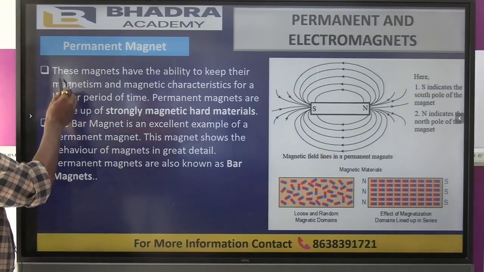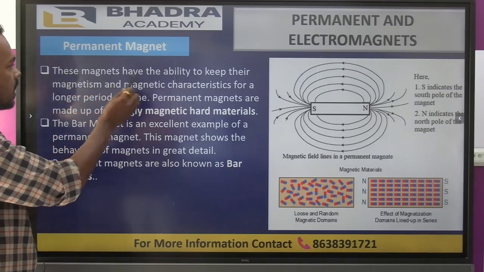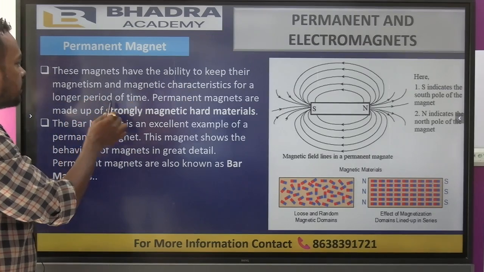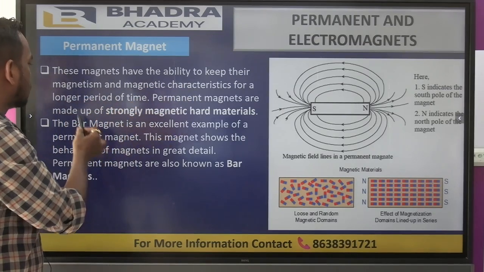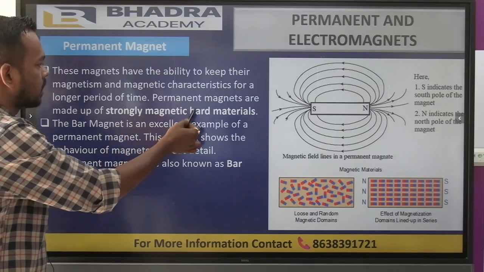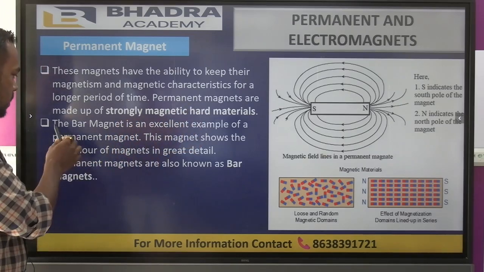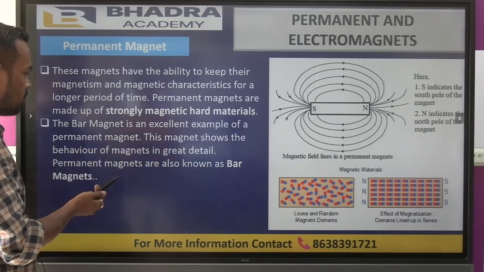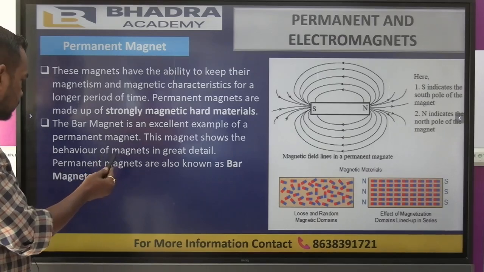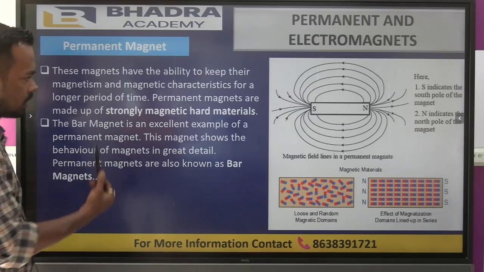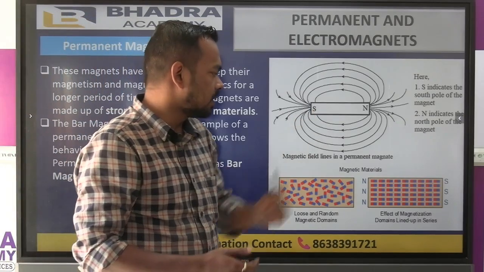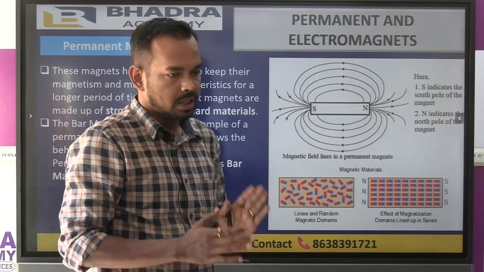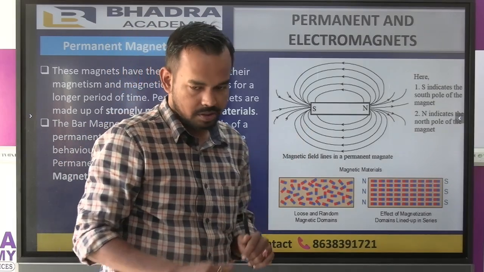Here we can also see that permanent magnets are magnets that have the ability to keep their magnetism and magnetic characteristics for a longer period of time. Permanent magnets are made up of strong magnetic materials, that is, hard magnetic materials. Generally they are known as bar magnets, and they are an excellent example of a permanent magnet. Permanent magnets also don't lose their magnetic field even if they are removed from any circuit or any other applications.